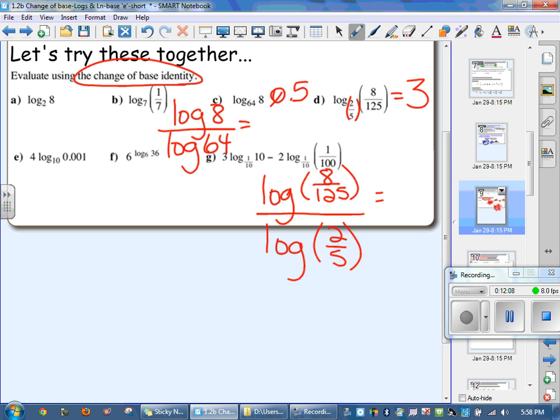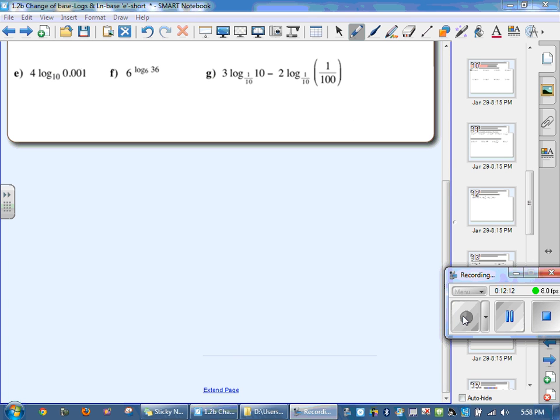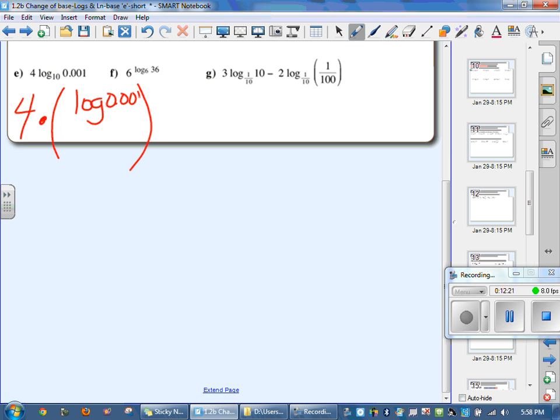Okay, moving on. Letter E, we're going to take 4 times the whole answer of what I have here, log 0.001 divided by log 10. And yes, of course, they have brackets. You don't need to put the big brackets the way I have. I'm just showing that you must solve this part first and then times by 4. Okay, when we solve letter E, we're going to get an answer of -12.